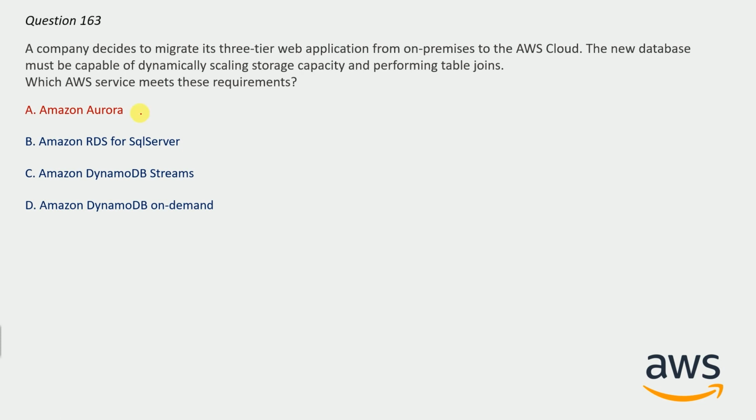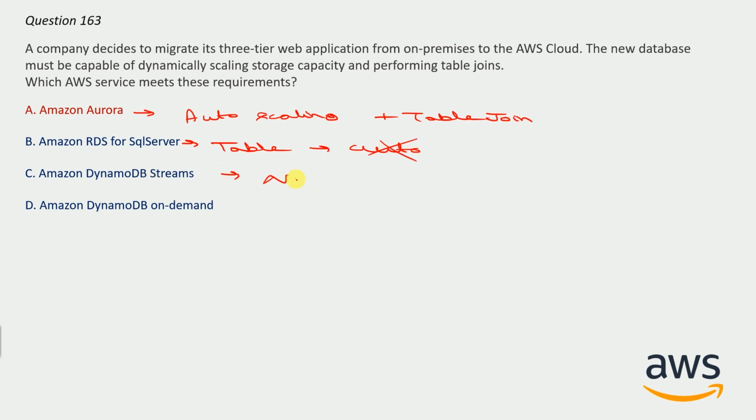And this one is correct here because Amazon Aurora allows you auto scaling and table join. But this one allows you table join but no auto scaling, and this one is not relational, and again this one is also not relational. So option A is correct here.